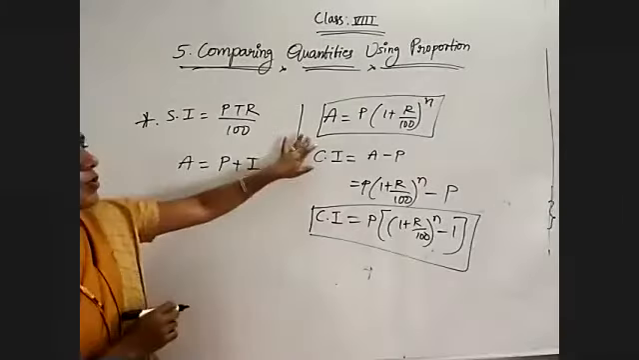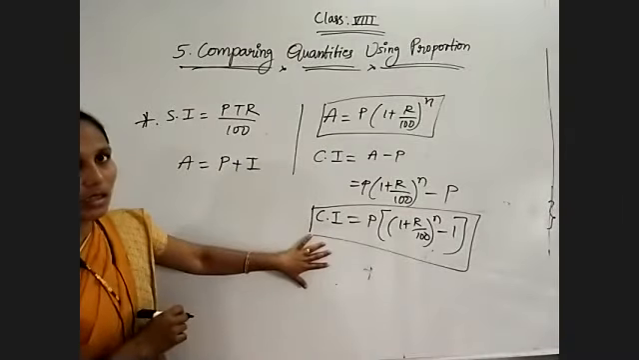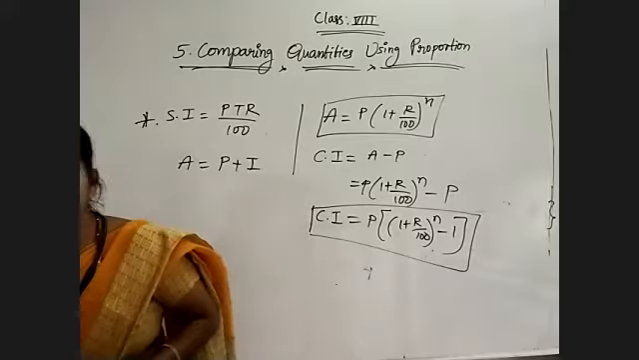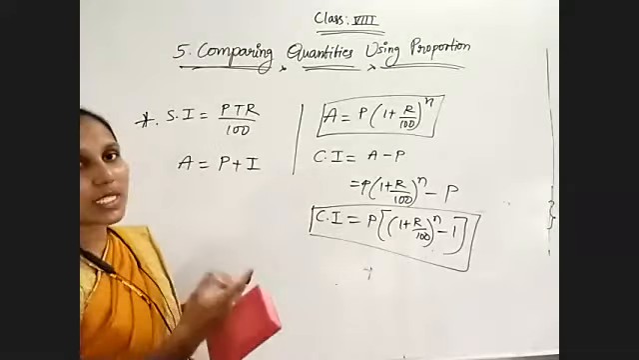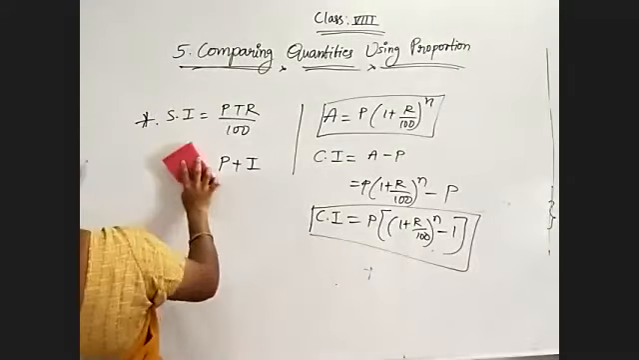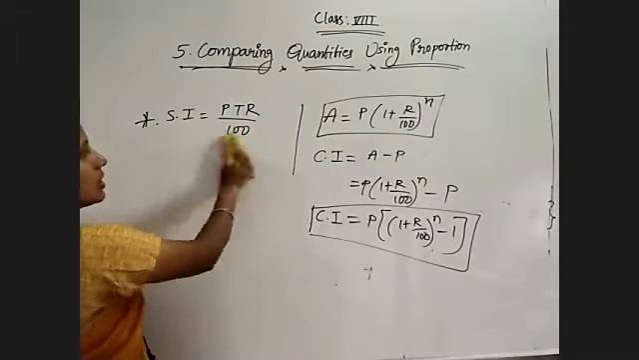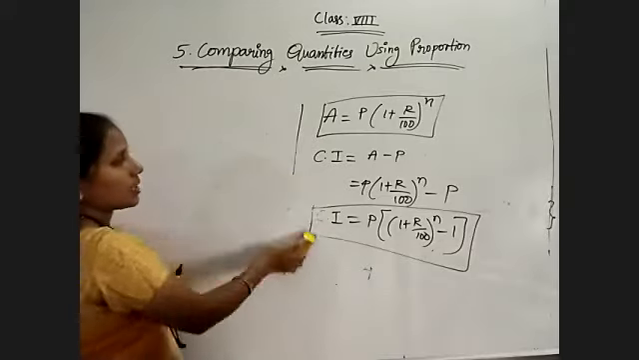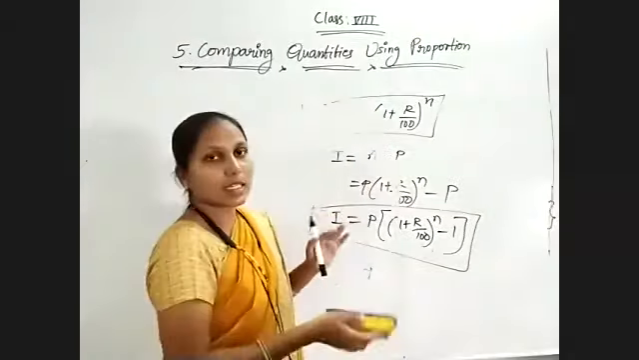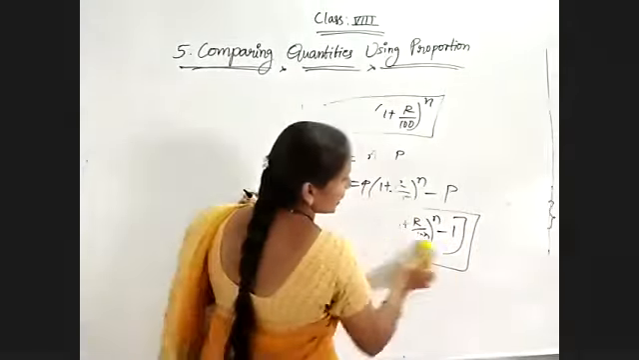These two formulas we took yesterday. Now coming to where we use compound interest. Sometimes we need to calculate the increase in population. Before going to that, let us take one example so we understand very clearly.